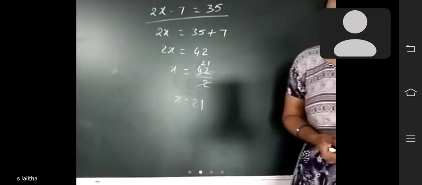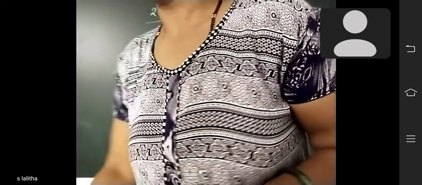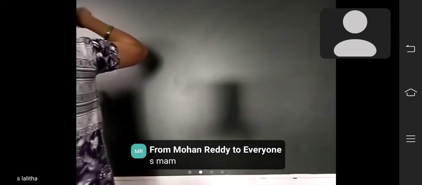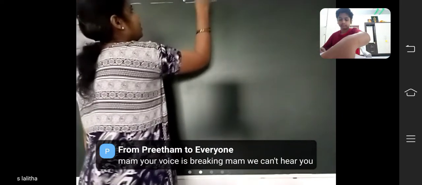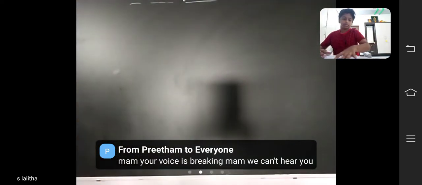Now we are going to the second chapter. What is the second chapter name? Linear equations in one variable. All of you put the heading in your classwork: Linear equations in one variable.